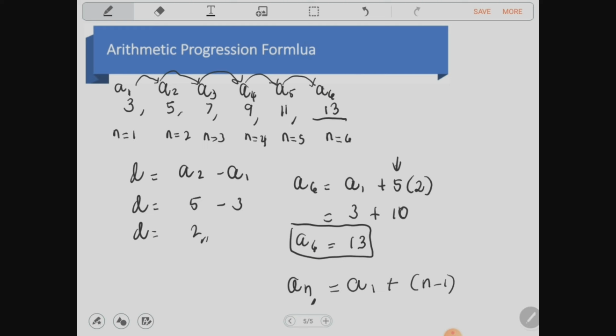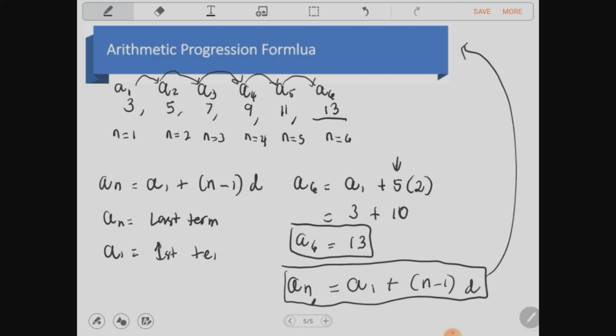Okay, to sum up the formula, the formula for arithmetic progression is A sub n is equal to A sub 1 plus n minus 1 times D, where A sub n is our last term, A sub 1 is our first term, n is our nth term, and D is our common difference.